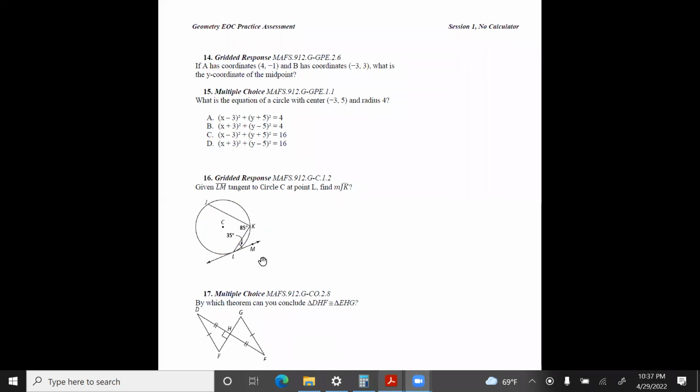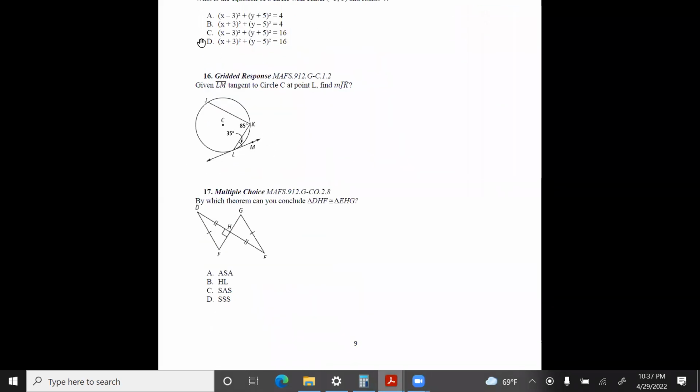All right, moving up. Number 17. By which theorem can you conclude that these two triangles are congruent?